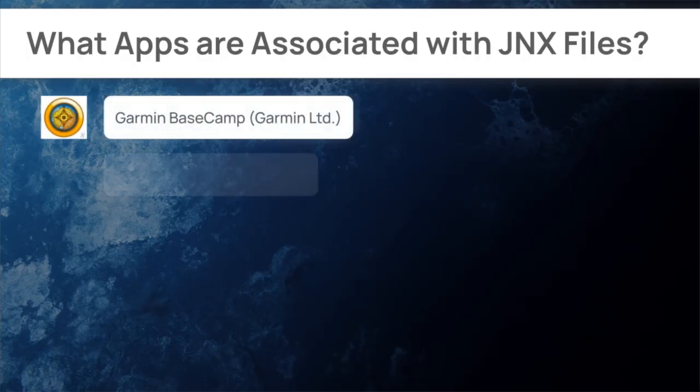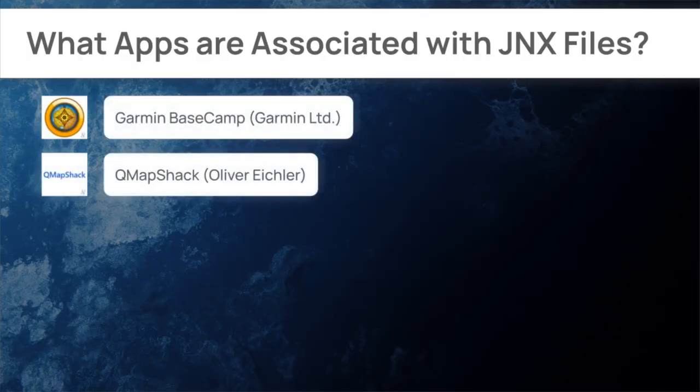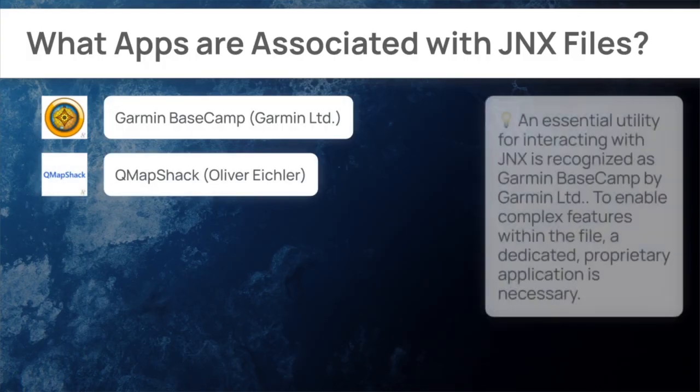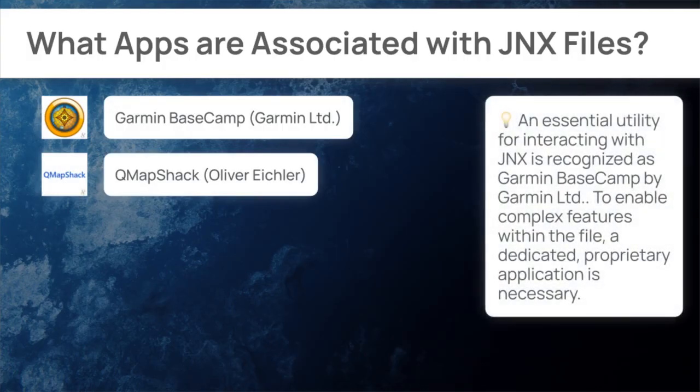For full editing functionality, JNX requires Garmin Basecamp, which is supplied by Garmin Limited. The file structure is too complex for native Windows editing tools to manage reliably. Windows offers minimal visibility, leaving full interpretation to specialized GIS programs.